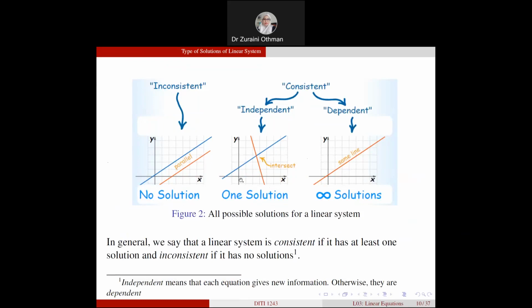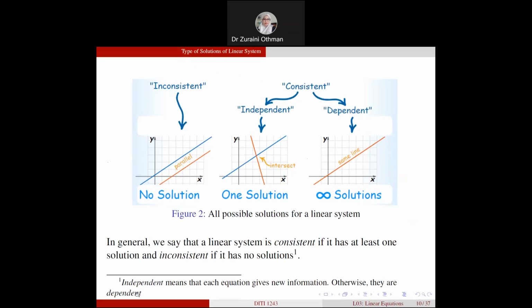But if these two lines intersect at one point, it may have one solution. The third possibility is where line number 1 and line number 2 are in the same place throughout, which means it has infinite solutions. In general, we say that a linear system is consistent if it has at least one solution, and inconsistent if it has no solution.